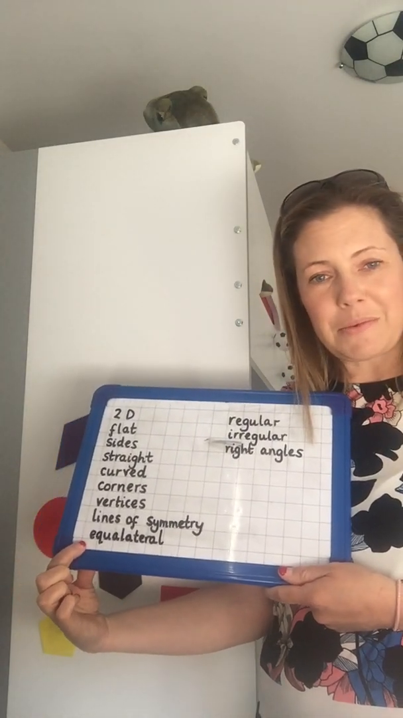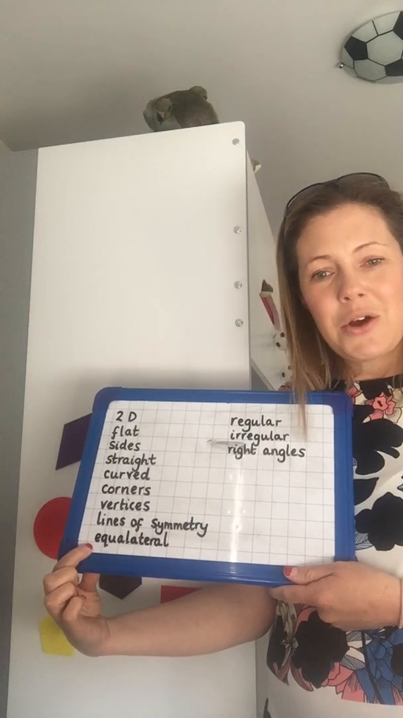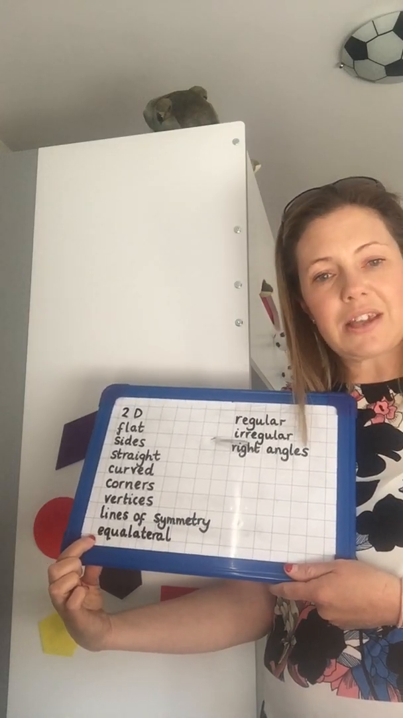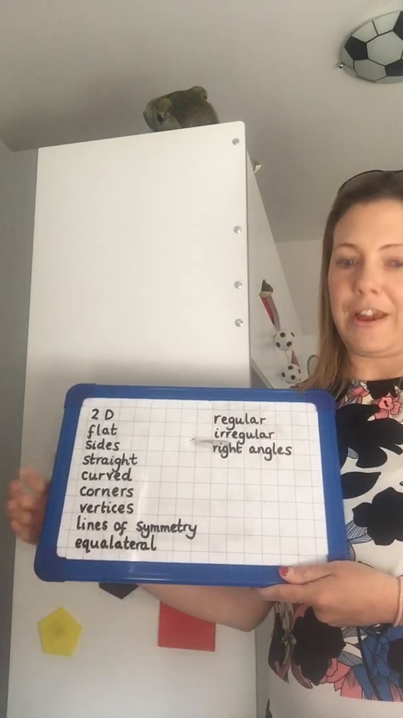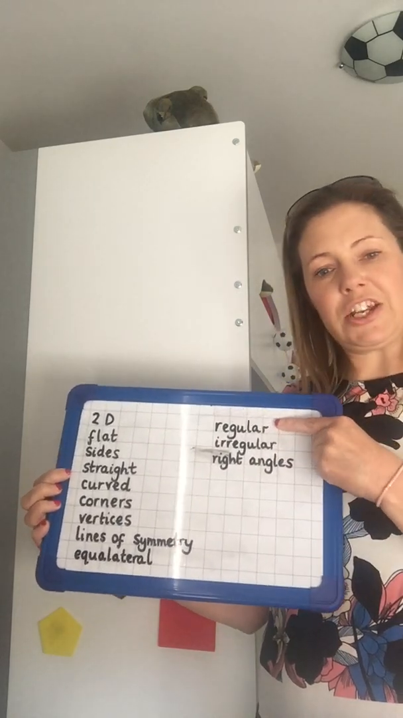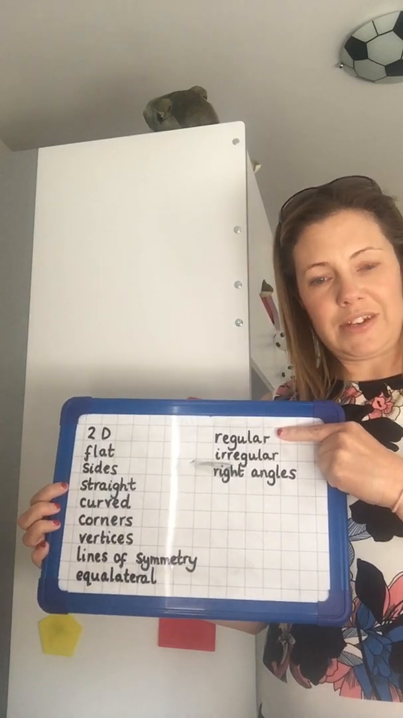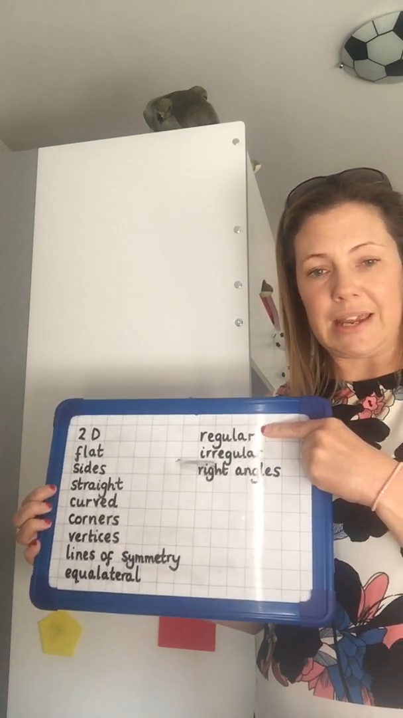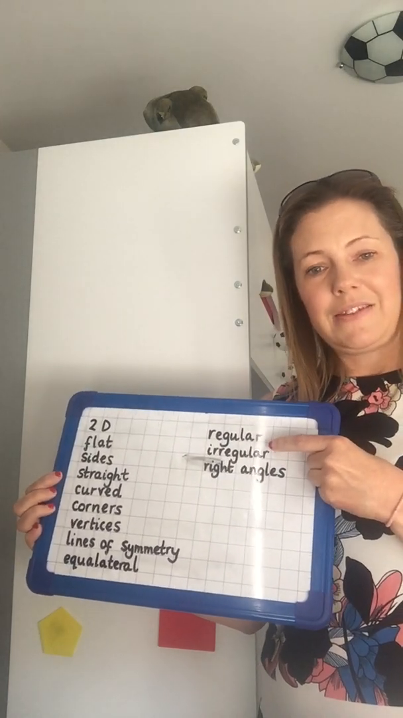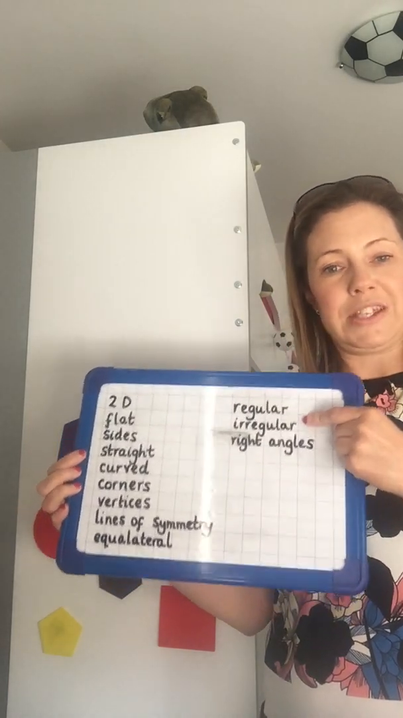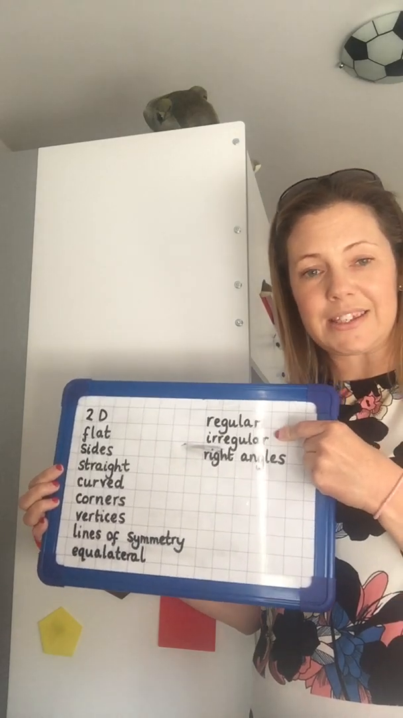Equilateral, I wonder if anyone can remember what equilateral means. Well, equilateral means that the sides were all the same length on that particular shape. Another way of putting that means that it's a regular shape. Regular means that all of its sides are the same length. So if it's an irregular shape, then that means that they are not all the same length in sides.